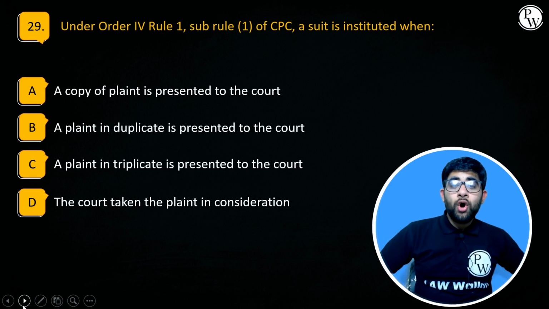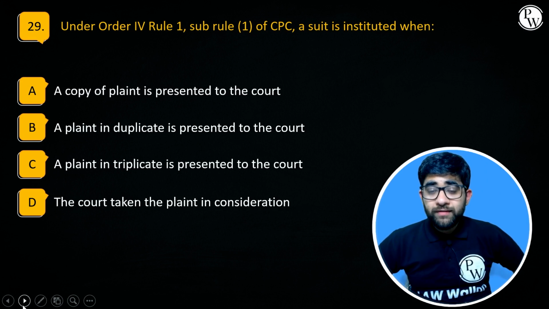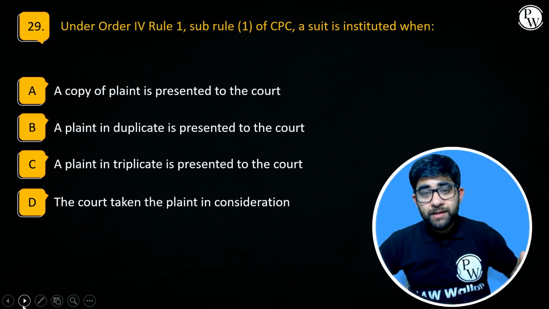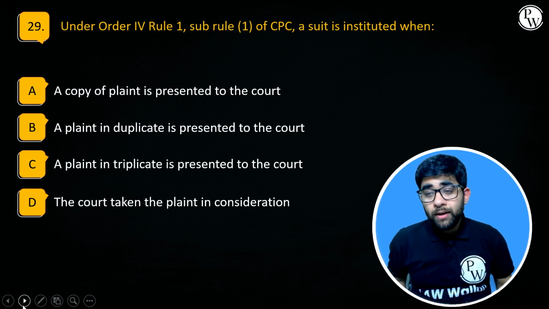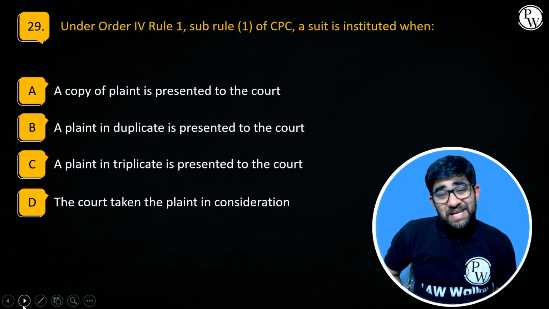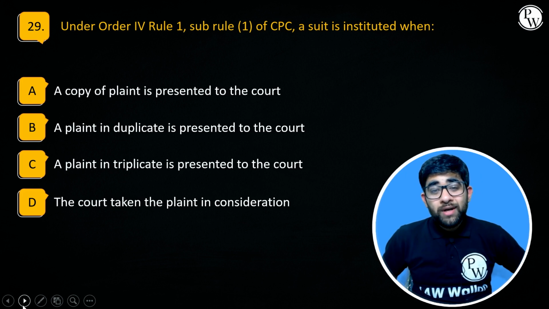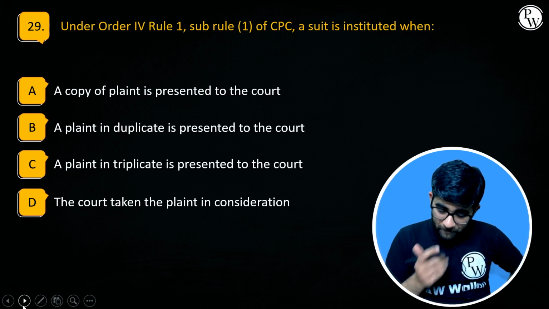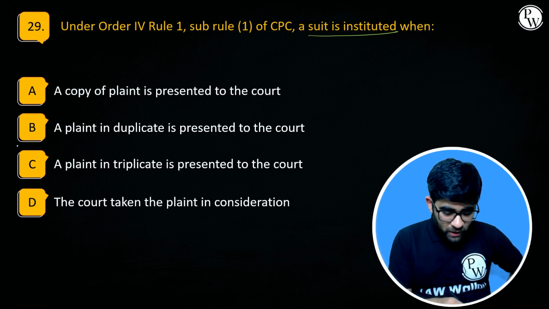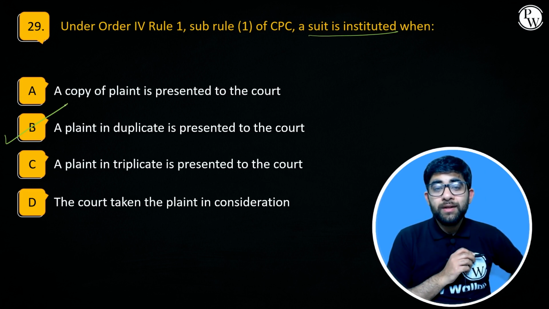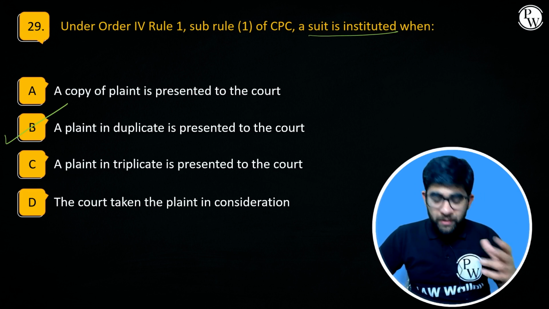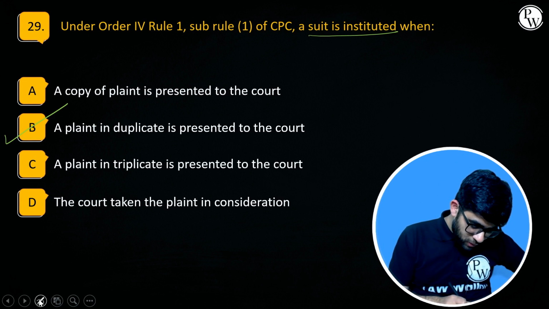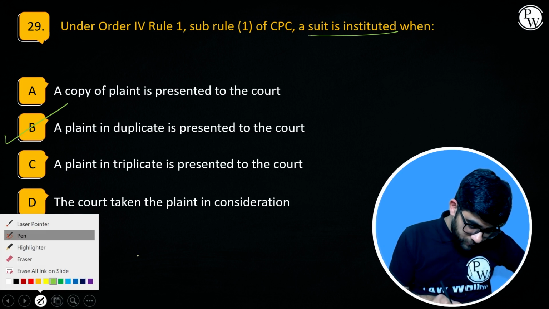Next, under Order 4 Rule 1 Sub-Rule 1 of CPC, a suit is instituted when a copy of the plaint is presented to the court, a plaint in duplicate is presented to the court, or a plaint in triplicate is presented to the court. A suit is instituted when a plaint in duplicate is presented in the court. I have already discussed the same with you. This is a necessary averment, or the necessary court process that has to be followed.